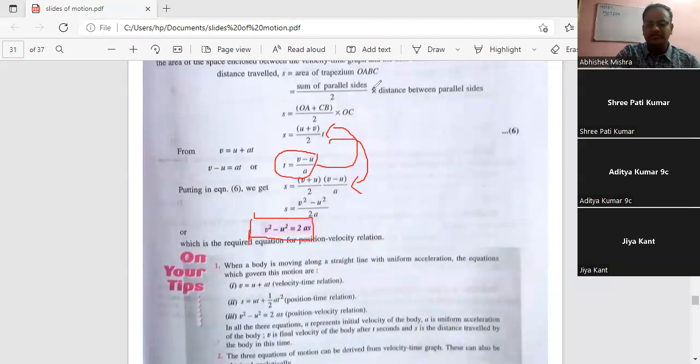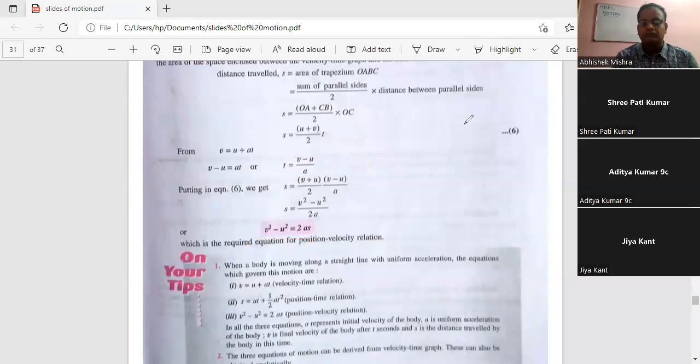Is it clear to all the students? Is it clear to all the students? Through the chat box, you give me the reply. Yes, I want the feedback from all the students. Okay, fine. Yes, definitely, students. When you write the same, it will get more imprinted on your mind. Definitely, it's correct. Okay.